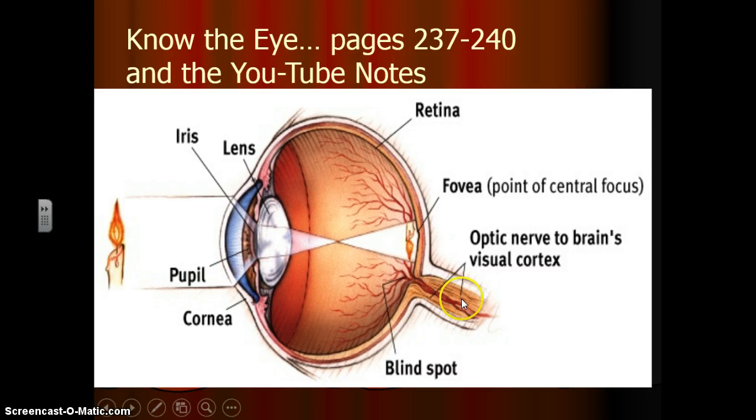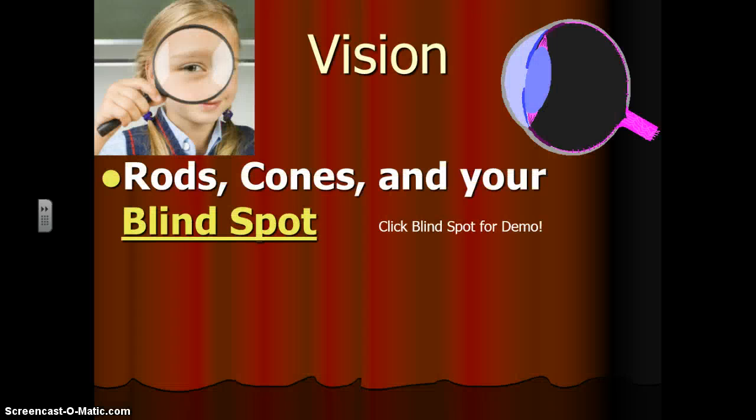Now, what is this called? This is the optic nerve. Okay, this is what sends messages back to the brain itself.